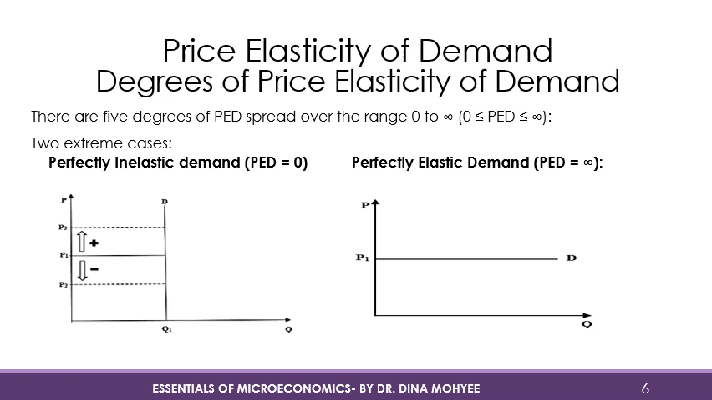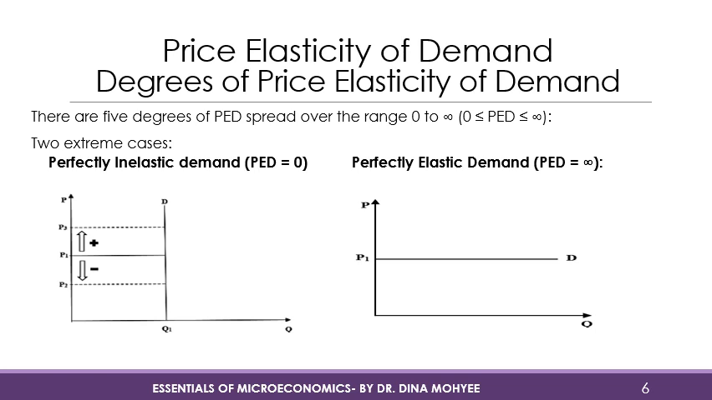Let's begin with the 2 extreme cases. First, perfectly inelastic demand. This degree of elasticity indicates that the quantity demanded does not respond at all to any change in the price, which means that no matter how much the price rises or falls, the quantity demanded remains the same as it is. This means that the price elasticity of demand equals 0. We have 0 change in quantity divided by any percentage change of price, which will always equal 0.